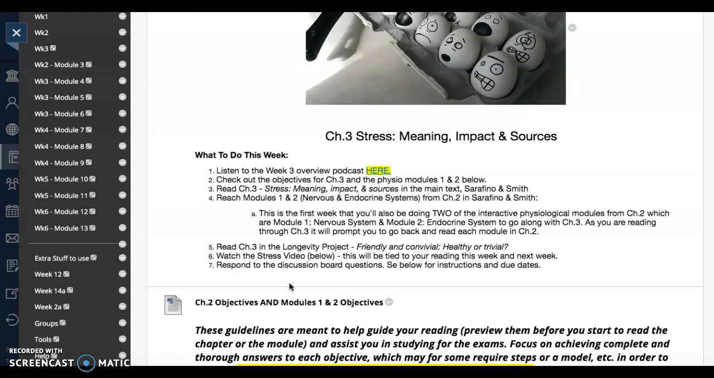So I always say look at the objectives first so you kind of know what to expect, and then dive into the chapter. So then you can read chapter 3, stress, meaning, impact, and sources in your Serafino and Smith book. And then you can read chapter 3 also in the Longevity Project, where the topic is friendly and convivial, healthy, or trivial. So it's going to be talking about socializing pretty much and its relations to our health.